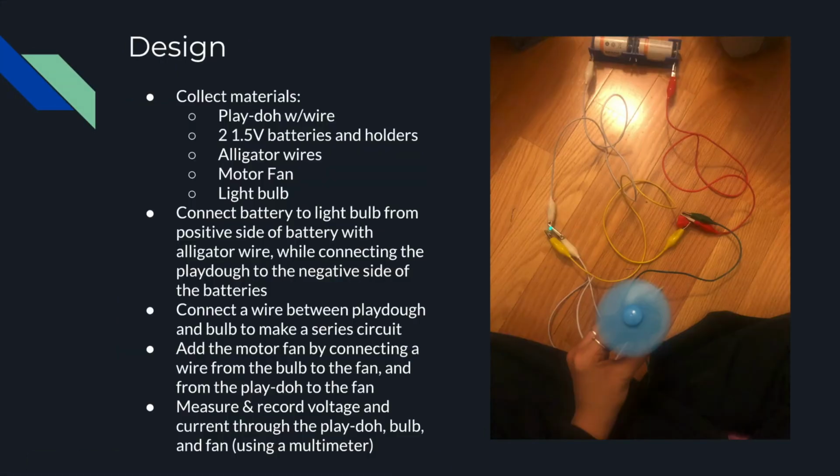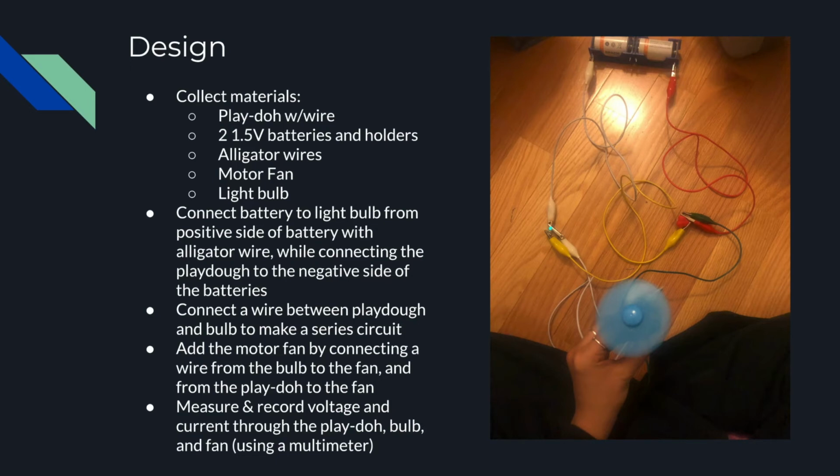To bring the circuit diagram to life, we collected the following materials: Play-Doh with a wire running through it, two 1.5 volt batteries with the holders. We used alligator wires and a motor fan, which needs electricity to run, obviously. And then we had the LED light bulb.